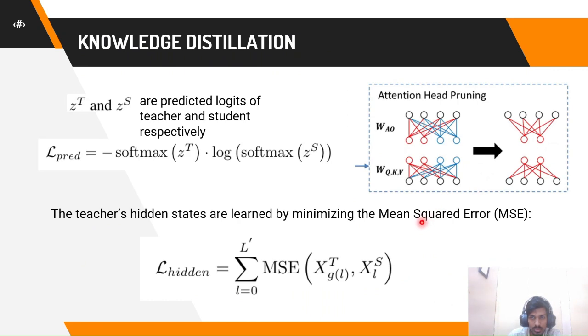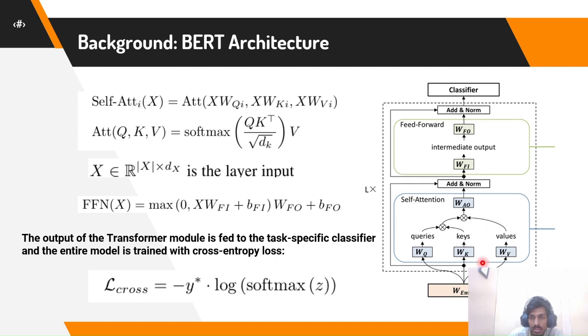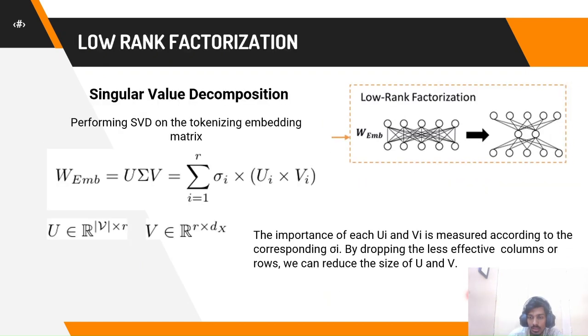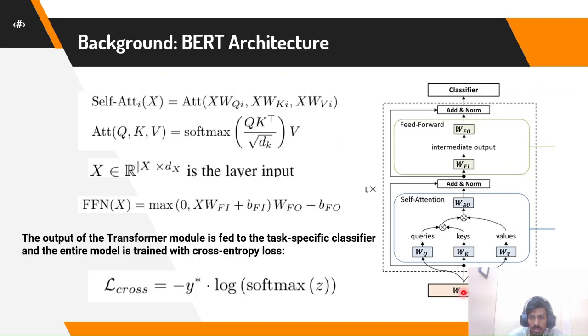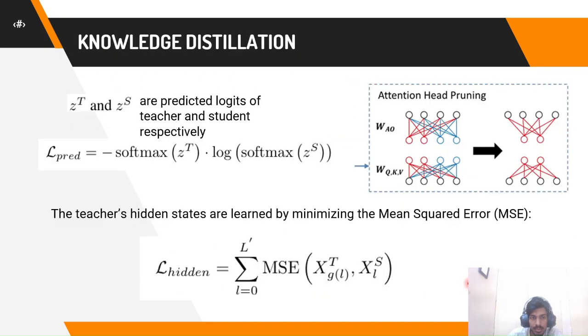Now in knowledge distillation, what we are going to do is decrease the value of WAO and WQKV, which is here. The knowledge distillation is working in the self attention block, and the weight pruning is working in the feed forward network block, and the low rank factorization is working on WEMB. So this is all about the techniques that they have integrated in Rosita.